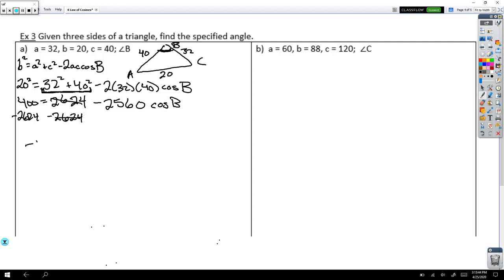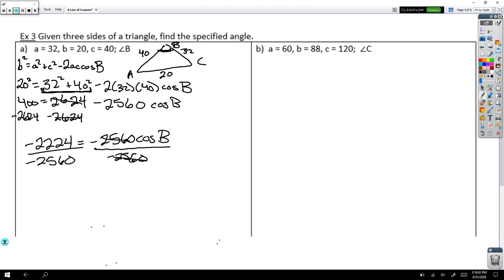So I'm going to subtract first the 2624 to the other side. So that would leave me with negative 2224 equals negative 2560 cosine of B. Now, to get cosine by itself, I'm going to divide that number in front to the other side. So we would have the cosine of B equaling, typing that in the calculator, that does simplify if you want to, just to make the fraction a little bit easier to write. It's 139 over 160.